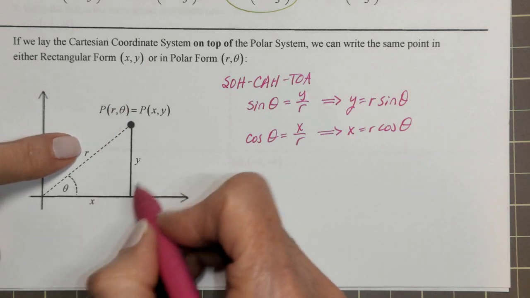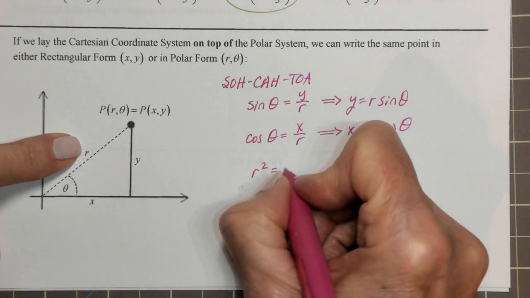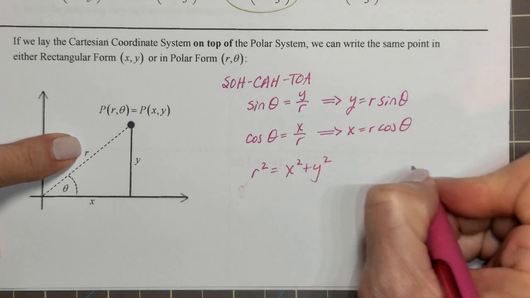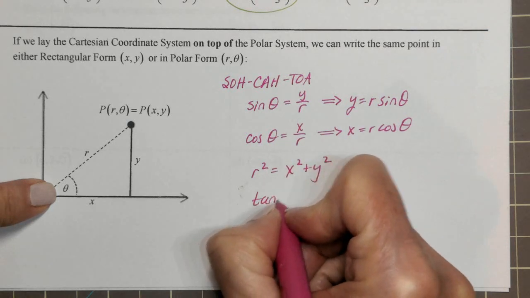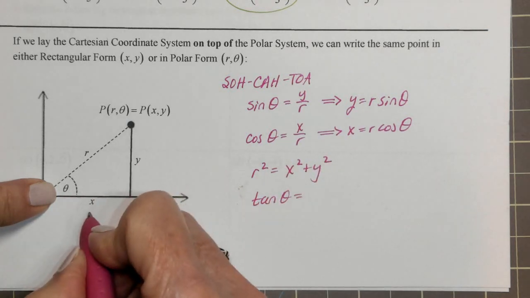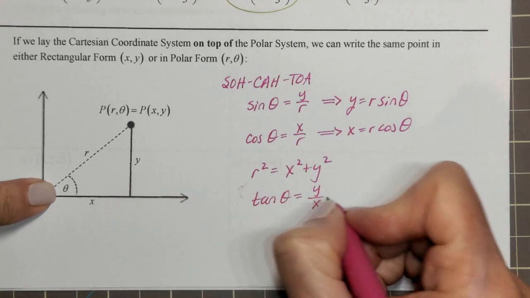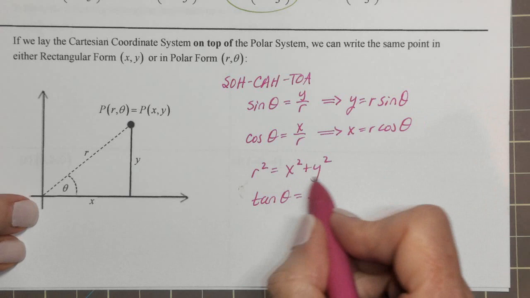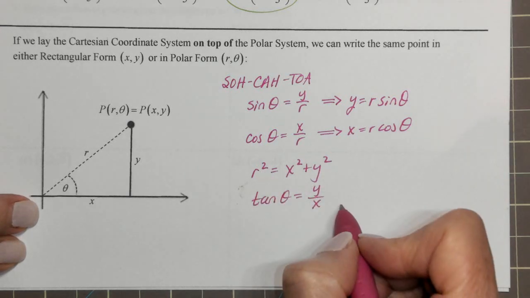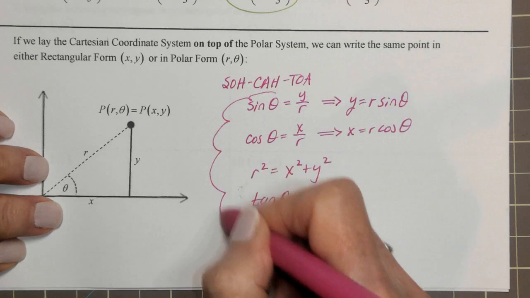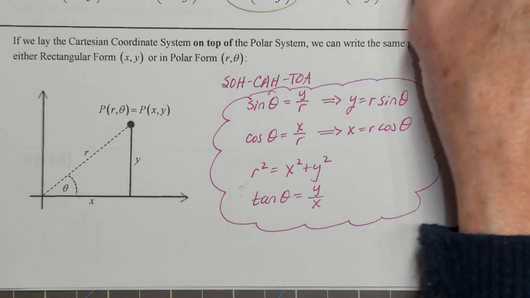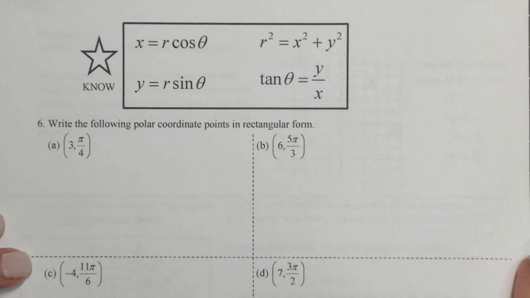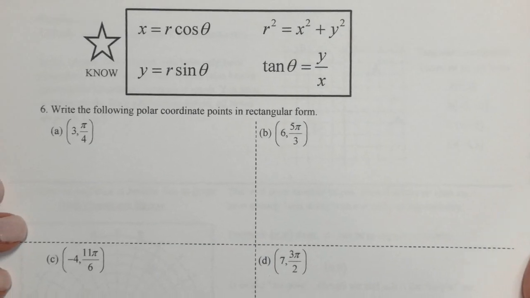Well, the Pythagorean theorem holds, so r squared must be x squared plus y squared. Also, if we go to tangent, tangent of theta is opposite over adjacent, y over x. So if we're given x and y, we can get r and we can get theta. So these right here are super important for us to know. They allow us to convert from one form to the other. Okay, I listed all of those in this box. Let's do some conversions.